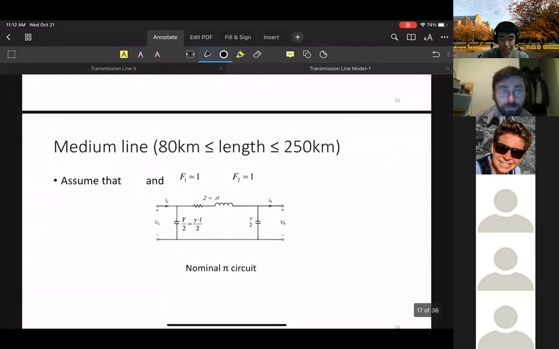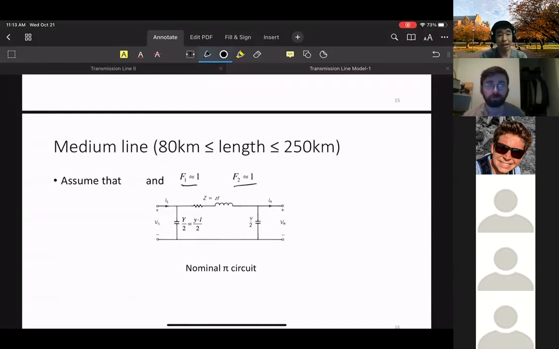It turns out for medium lines, we can assume the correction factor is just 1. If L is reasonably small, we can forget the fact that we had a differential equation and do the simple thing: multiply the per-meter value by the length of the line, without worrying that we actually had to solve a differential equation. We don't do the correction factors, and we use a pi model as well.